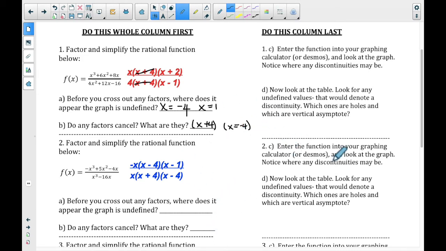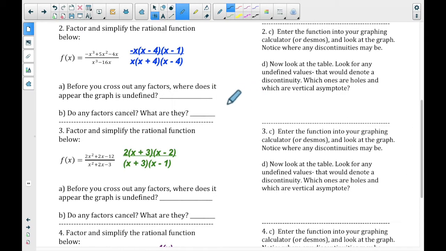Okay, we're going to do that same thing for all three of these. Let's take a look at number 2. Where does it appear it is undefined? There are 3 of them. One of them is at 0. That's what this first one is. The next one is at negative 4, and the final one is at positive 4. Now, do any of them cancel? Well, let's see. Yes, this x minus 4 does cancel, so that means x equals 4, or x minus 4, does cancel. The other one is this x and this x also cancel. Now that negative stays there, so you have to make sure you don't drop the negative off, but the x's also cancel, and that was what was giving me that x equals 0, so those are gone.